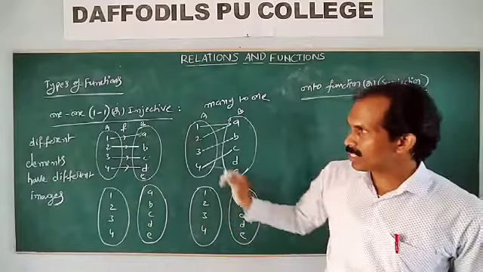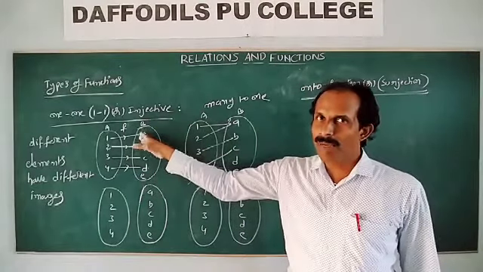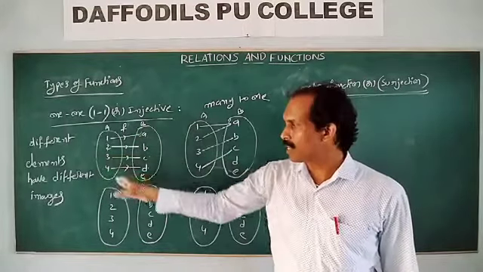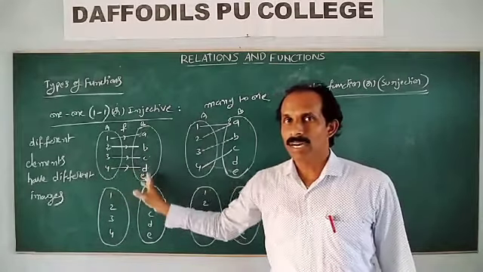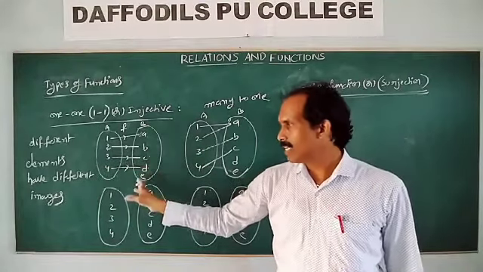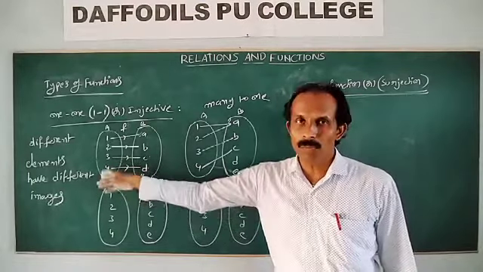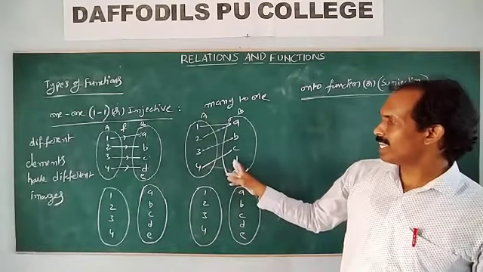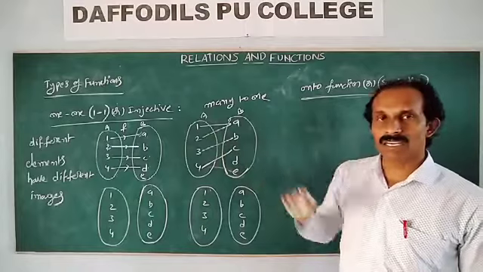What is the onto function definition? For all elements of B, meaning the codomain, all elements of B must have at least one element in A. Here E is remaining, with no pre-image. He has no pre-image, so that is not an onto function. In this one also, D and E have no pre-images, so it is not an onto function.